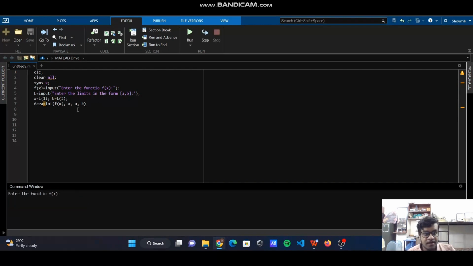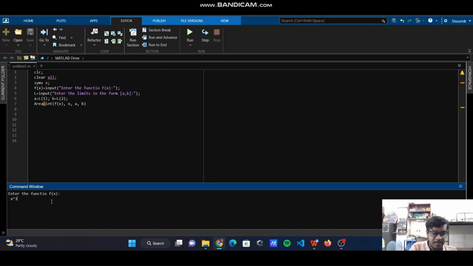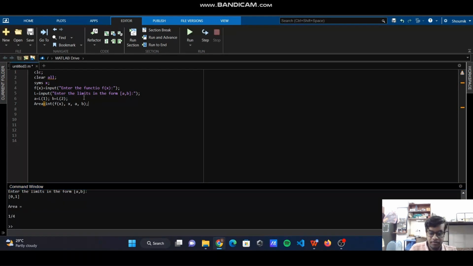So, there is no semicolon here. So if you do x square, x cube, 0, 1, it shows the answer. Area equal to 1 by 4. So you could do this, or you could do disp area.